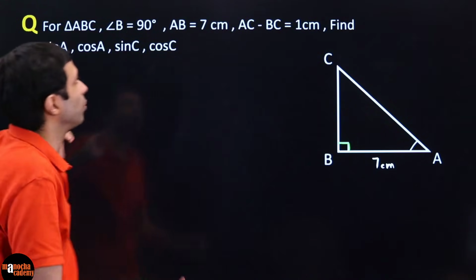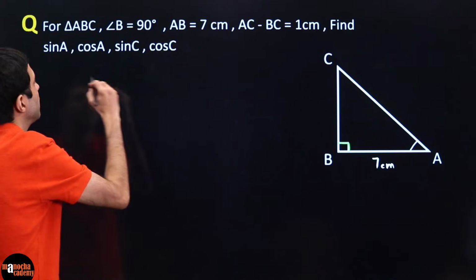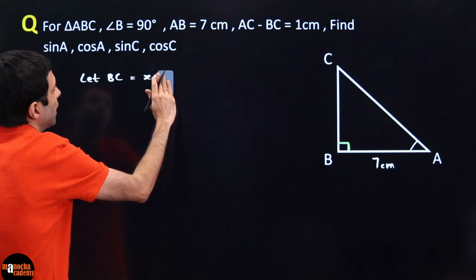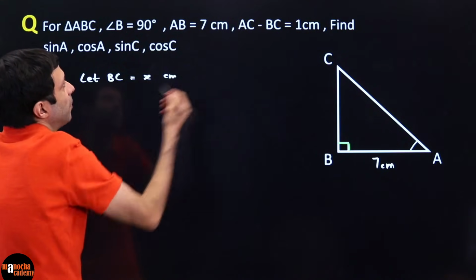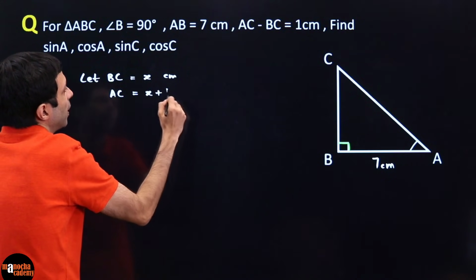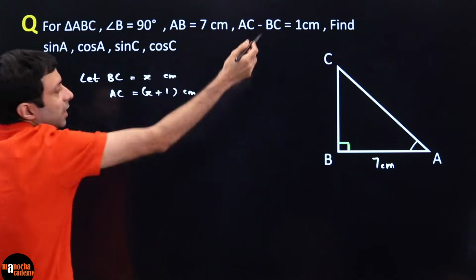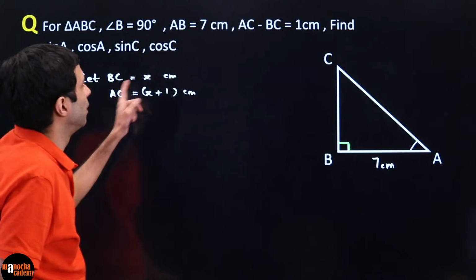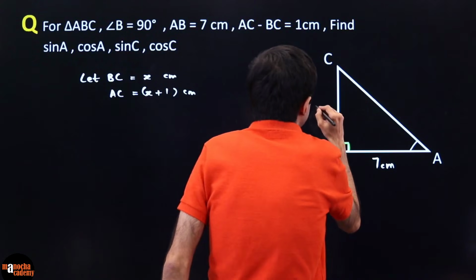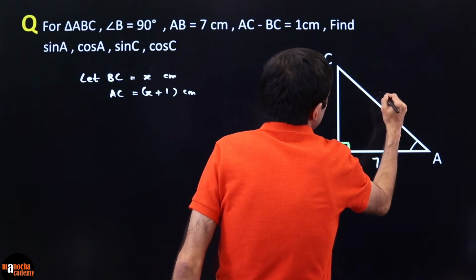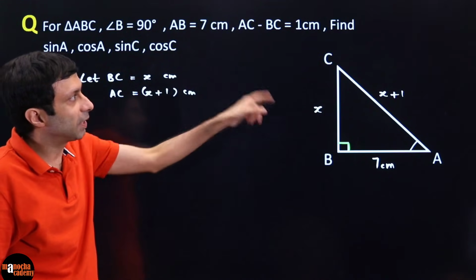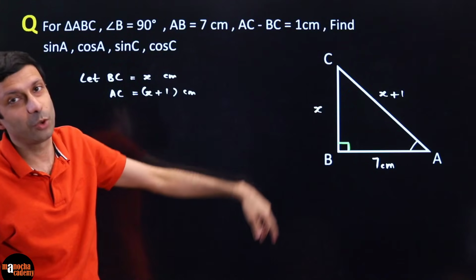So one smart trick you can do is, since AC minus BC is given, you can say let BC equal x centimeter. So AC will be BC plus 1. So AC becomes x plus 1 because AC minus BC is 1. Can you see? So if BC is x centimeters here, this is x plus 1. Now how do I find these ratios? That means I need to really find all the sides. How do we do it?